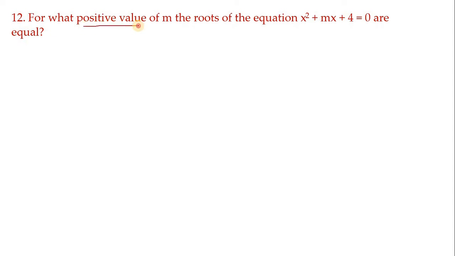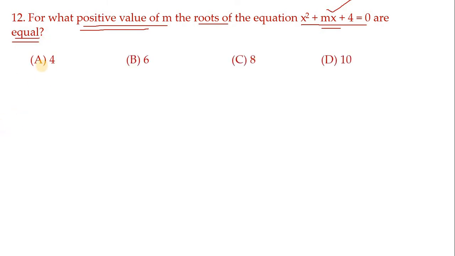For what positive value of m are the roots of the equation x square minus mx plus 4 equals 0 equal? So it is the given equation and they are asking for the positive value of m. When the roots are equal, the discriminant value is equal to 0, and we get real equal roots. So that concept we have to use. Before that, let's see the given options: 4, 6, 8, 10. First look at the given equation and check whether it is in standard form or not. It's already in standard form.